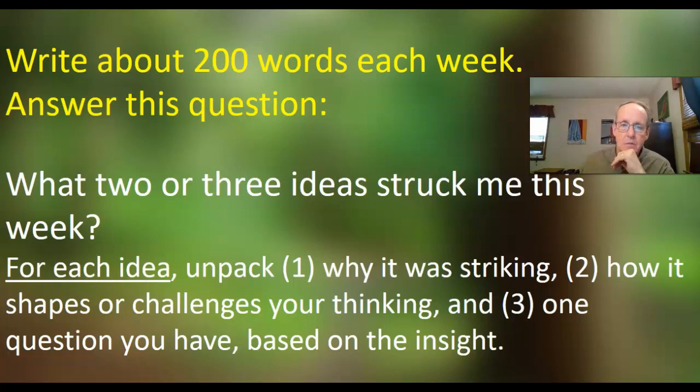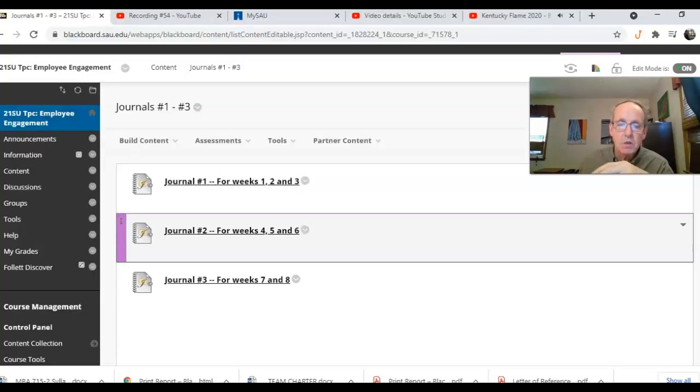Now in Blackboard, you'll see in the content area 3 links like this, and you'll notice that there's actually 3 journals. This really is one long journal, but it's broken into 3 pieces: weeks 1, 2, and 3, weeks 4, 5, and 6, and weeks 7 and 8. And in each journal, you'll write a couple hundred words for each week. So week 1, you'll have an entry. Week 2 and week 3, you'll have an entry in that first journal. Think of it kind of like your first notebook.